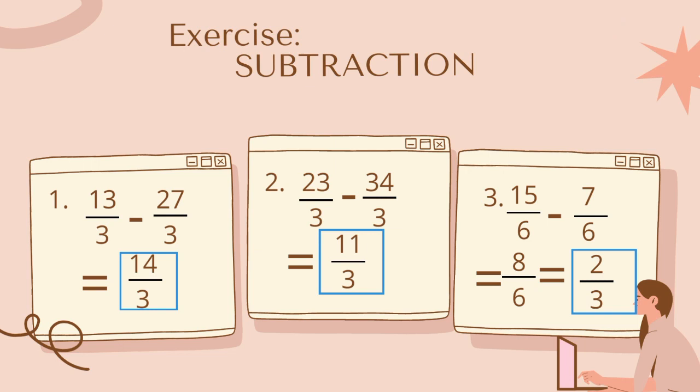So, here's the exercise of subtraction. So, mayroon naman tayong exercise number 1, yun yung 13 minus 27 is equal to 14. So, again, copy the denominator lang. So, exercise number 2 naman is 23 minus 34 is equal to 11. So, again, copy the denominator. So, exercise number 3 naman, 15 minus 7 is equal to 8. Copy the denominator. So, sinimplify natin, ang nakuha natin sagot is 2 thirds.